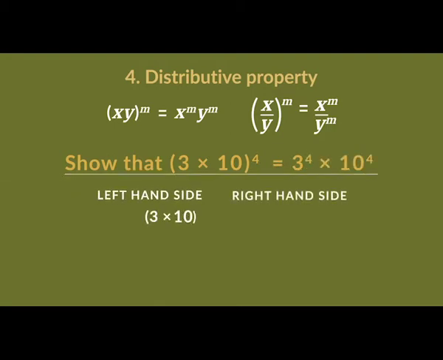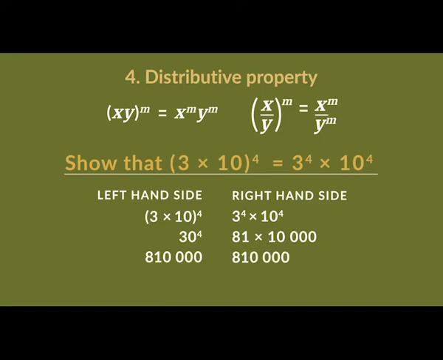Here, 3 times 10 all to the power of 4 is equal to 30 to the power of 4, which is 810,000. And here, 3 to the power of 4 is 81, and 10 to the power of 4 is 10,000. 81 times 10,000 is equal to 810,000. The left-hand side is the same as the right-hand side.